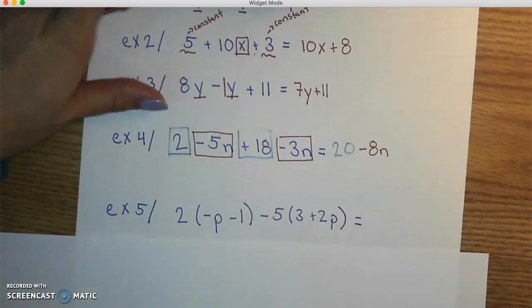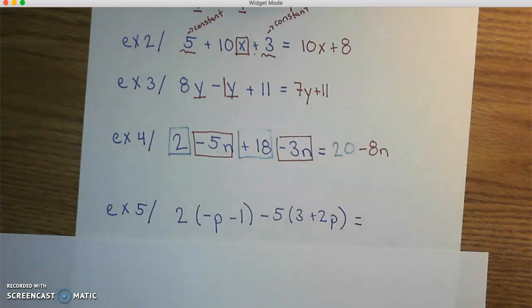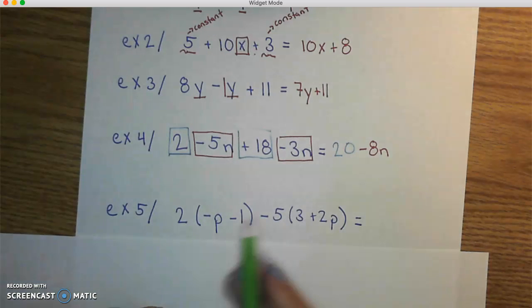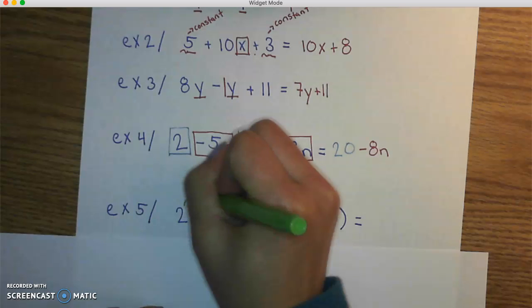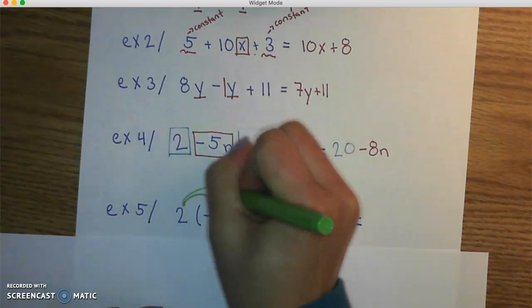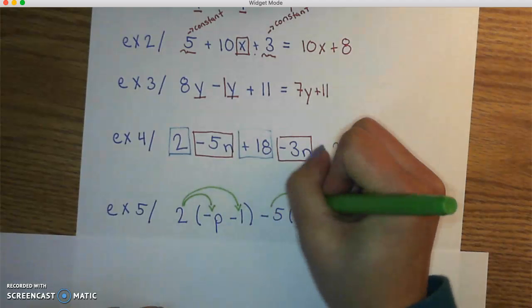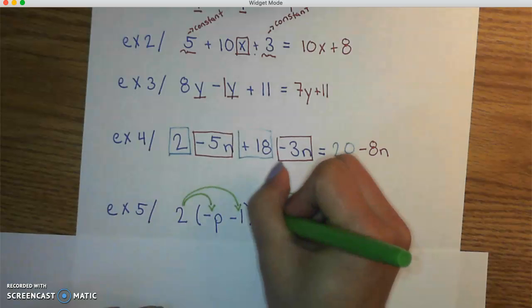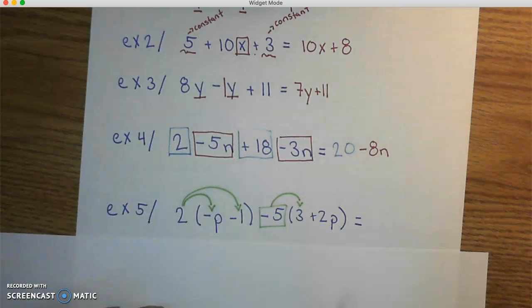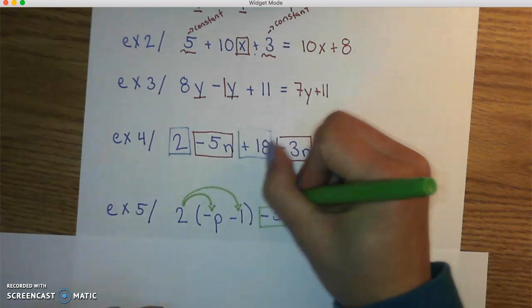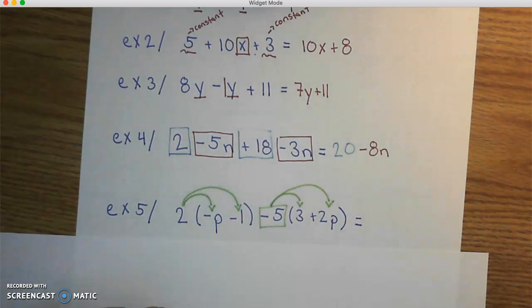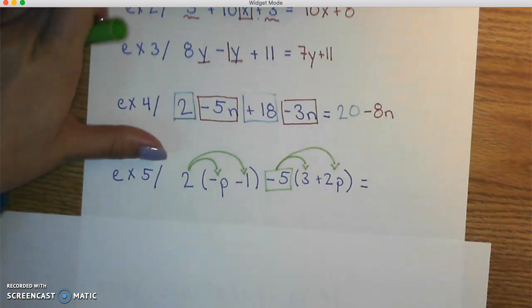All right, let's add in the distributive property. So remember, when I have parentheses, I take the number outside and I have to multiply to both parts or all 3 parts. Same with this one. I have to multiply the negative 5 by the 3 and the 2p. So let's do it.